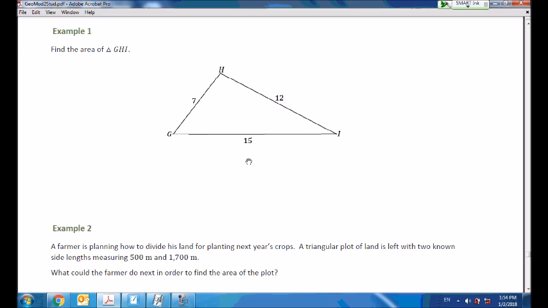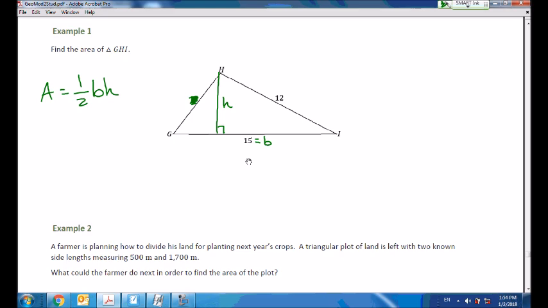And I could use any 2 of them, but just because in the last image we had the 12 and the 15, I'm going to forget about the 7 right now. I don't really need that number. And I'll explain why as we go through this. Okay. Now, the area of a triangle is 1/2 base times height. Now we think about this as the base and this as the height.